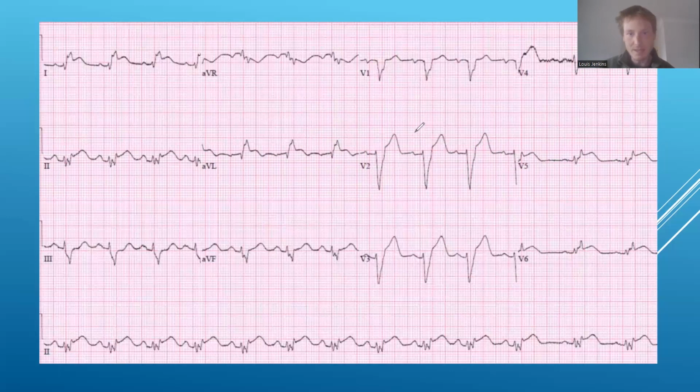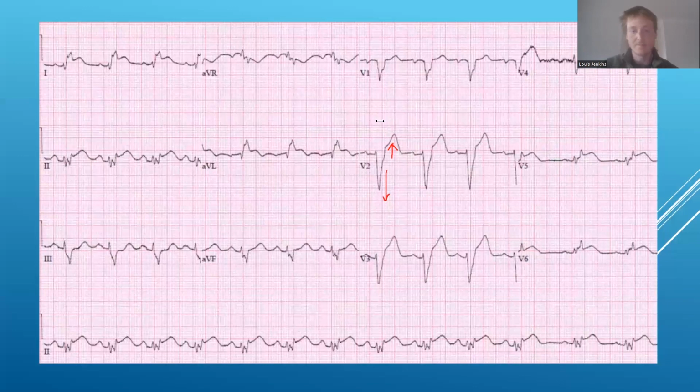So if we look to V2, we've been through this already, but this is an example of a discordant QRS and T-wave section, right? Because we have our QRS complex going one way and we have our T-wave going the other way. Okay, so this is discordance. Let me type it.